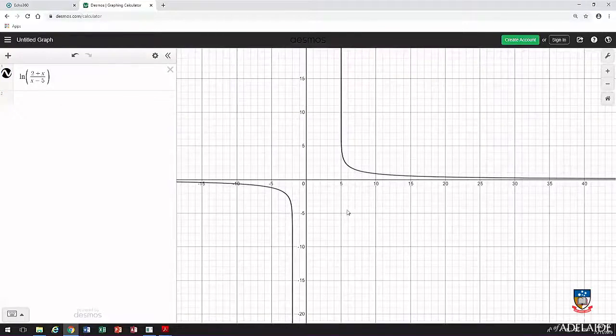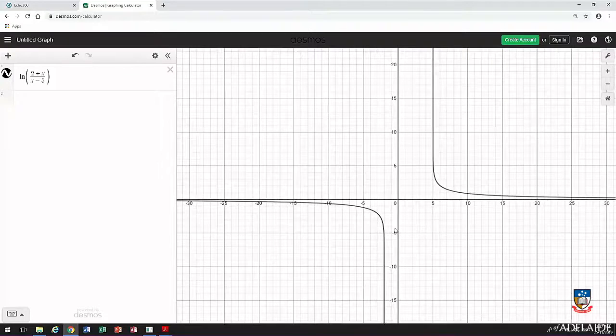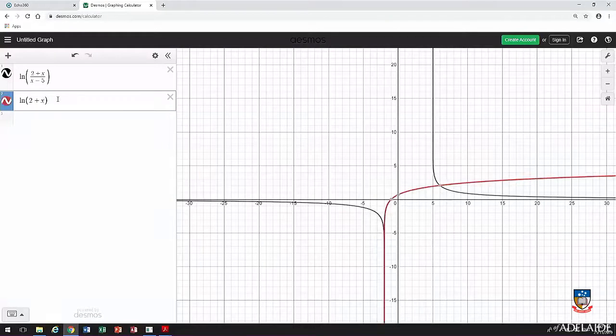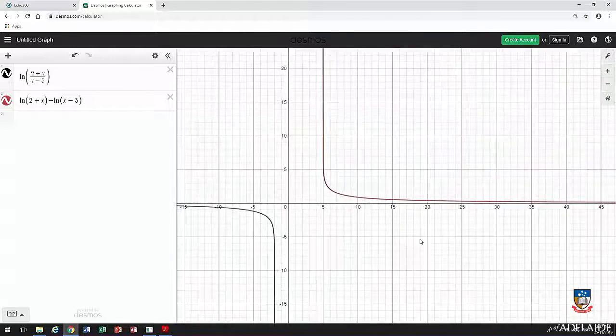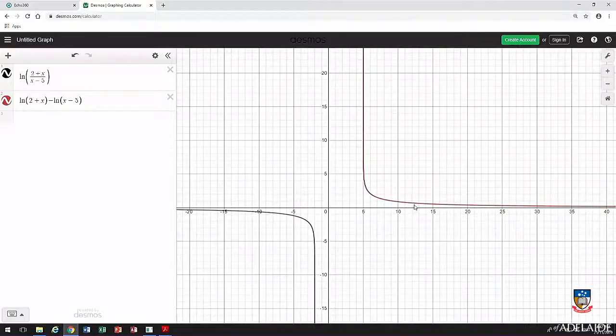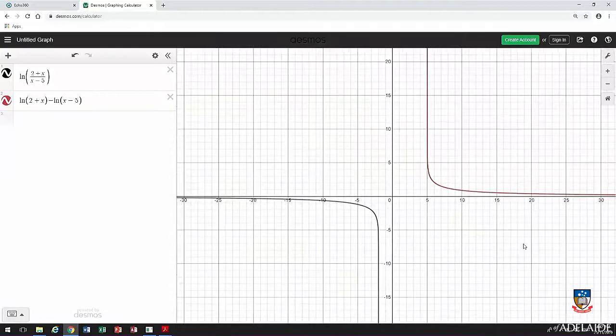All right, well, that's what ln of that looks like, which is fine. And it's got this giant gap here between 5 and minus 2, which sort of makes sense. But look at this function. This function only has this red bit. It doesn't have this black bit. It's not defined in as many places as the other one is defined. So that's annoying. So I'm going to have to do something about that.